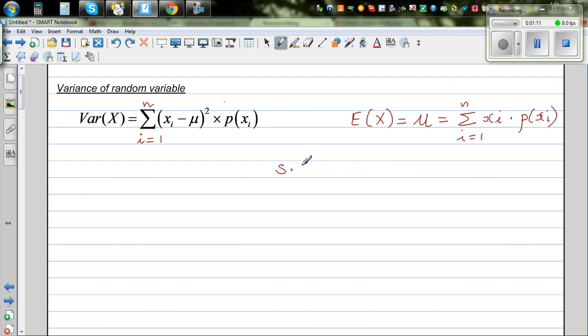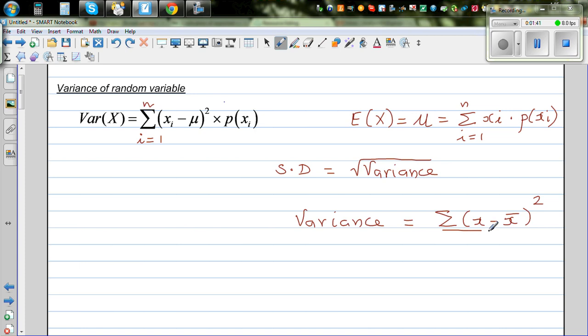You should be knowing the formula of standard deviation. Standard deviation is the square root of variance. Standard deviation and mean are two vital statistics used when you are talking about data. So standard deviation is the square root of variance, and variance is defined like this: sigma (x minus x bar) the whole squared over n. Variance is the average of the sum of squared distances each data point is from the mean.